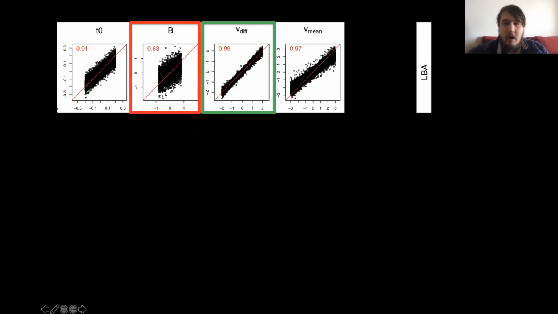Whereas threshold effects, which is B, threshold is B, are very bad.